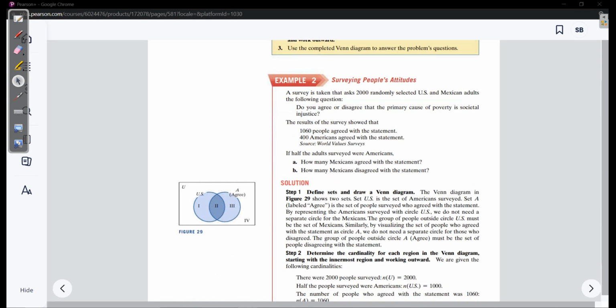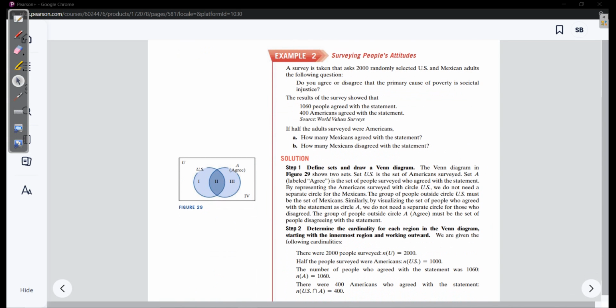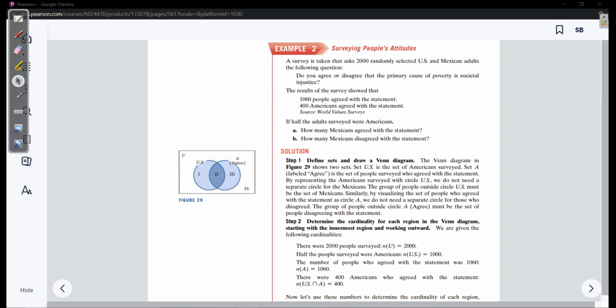Well, let's go over here, and this is in the solution. In the solution, it reads there are 2,000 people. There are 2,000 people surveyed. Half the people surveyed were Americans. But that's not what the example said. It doesn't say that half the... I don't think. Again, I don't know, guys.